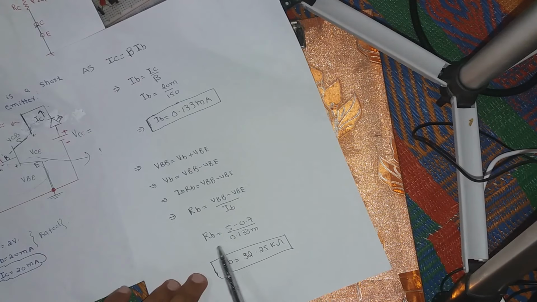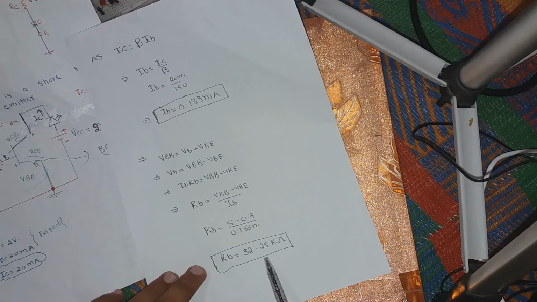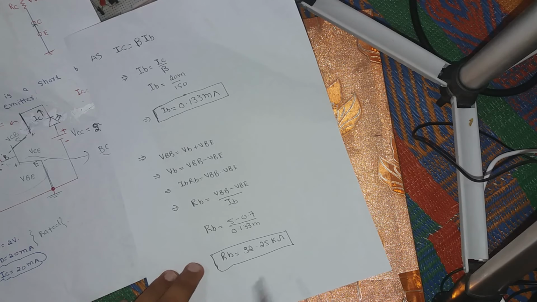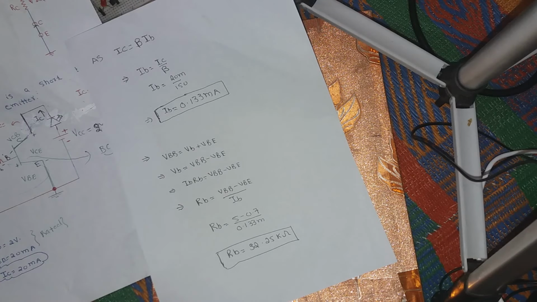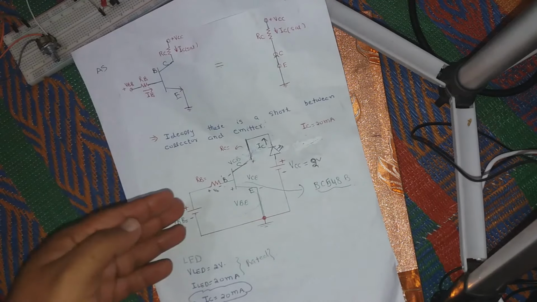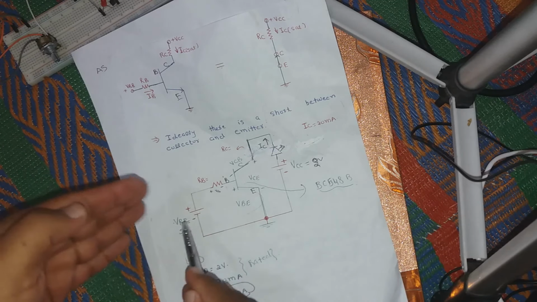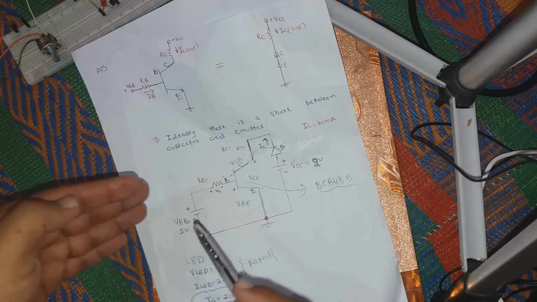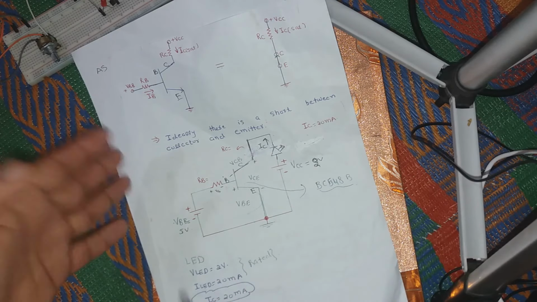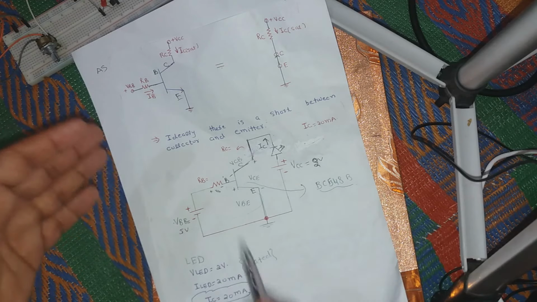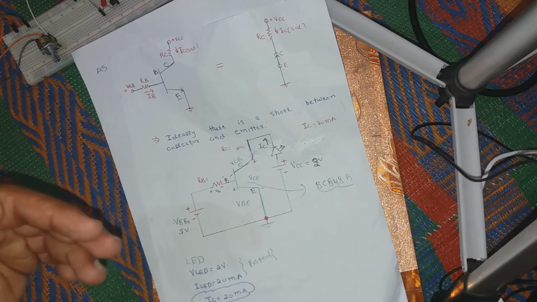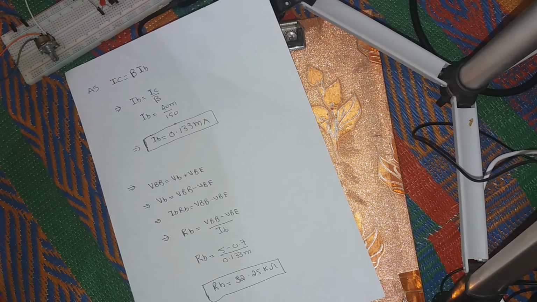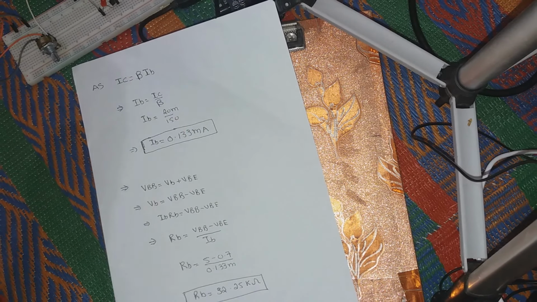This RB is equal to this one, which is equal to 32.25 kilo ohm. So that's why we need RB of 32.25 kilo ohm. But you can ask, why do we need RB? Well, we need RB because I can't really apply this 5 volt directly across this base, because it will burn this transistor and something like that. So that's why we need to use RB, and this is how we find the value of RB. Right, so now let's talk about this practically.